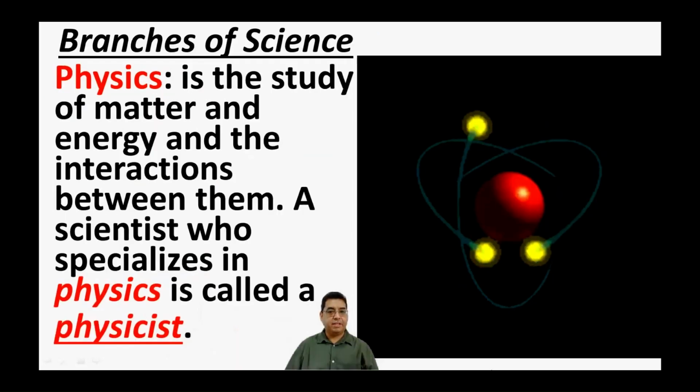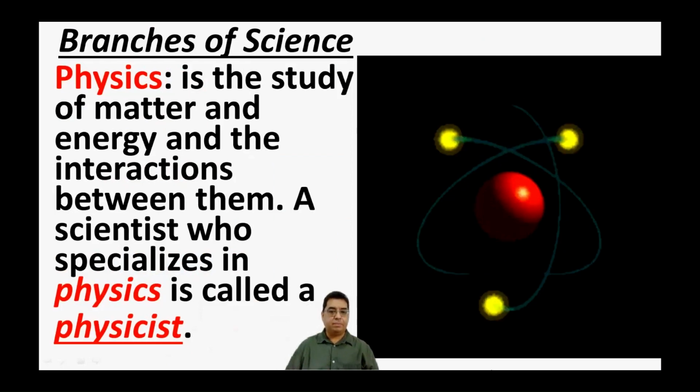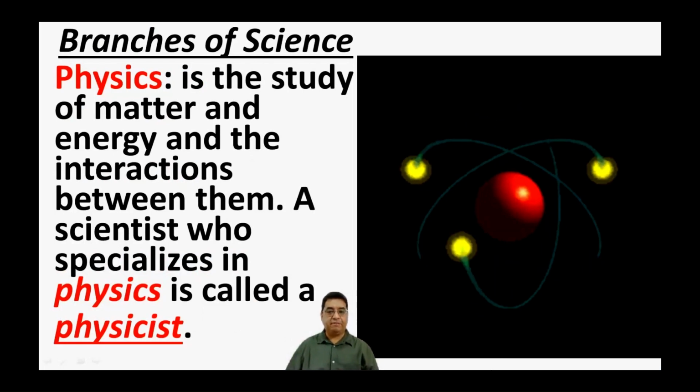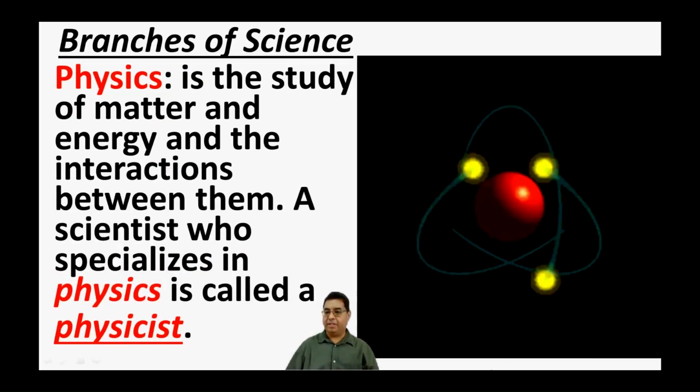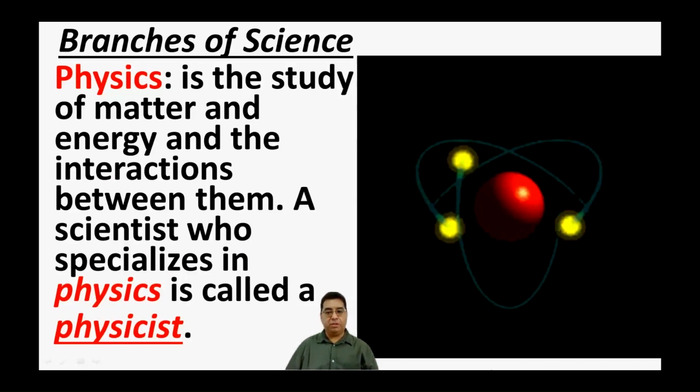Physics is the study of matter and energy and the interactions between them. A scientist who specializes in physics is called a physicist. So as you can see here, I'm just showing you an example of the type of things a physicist would do in physics.